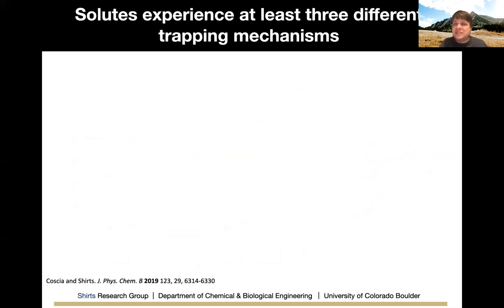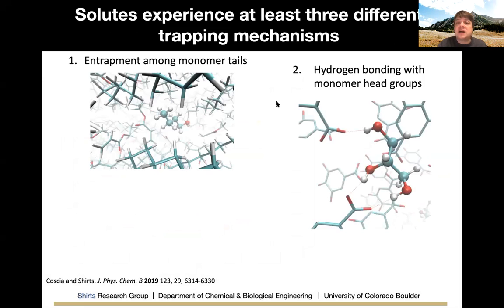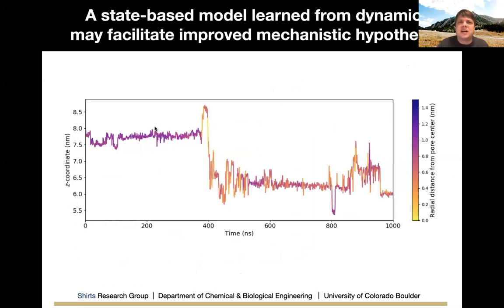Analysis shows that solutes experience at least three different trapping mechanisms. They could be entrapped among the monomer tails, and some chemicals experience that more than others. You could have hydrogen bonding with the monomer head groups. Obviously, only solutes that can hydrogen bond actually do that. And it turns out that association with the sodium counterions can actually be quite important as well. Different ways they can get trapped.